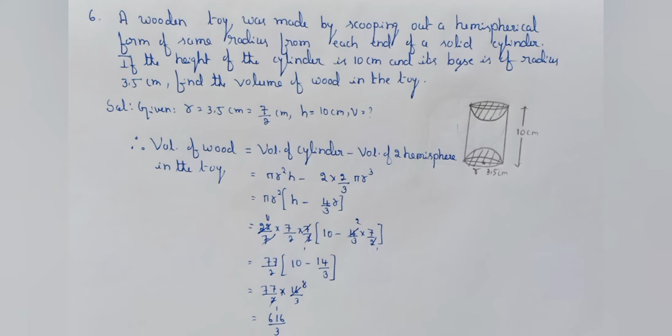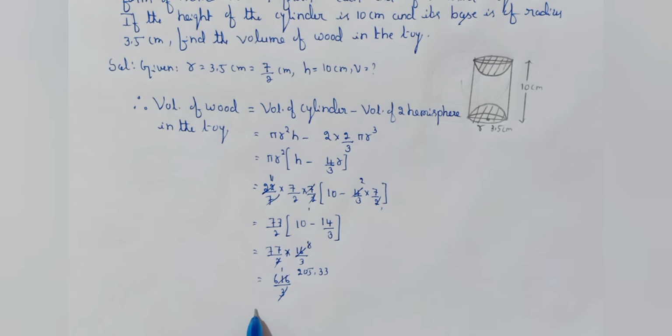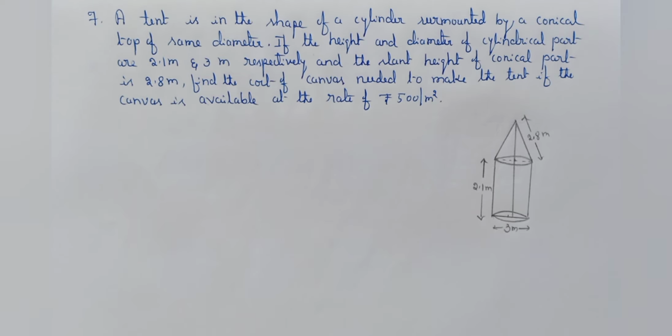Divide 616 by 3. It divides 205.33 times. Therefore, the volume of the wood in the toy is 205.33 centimeter cube. Next question.